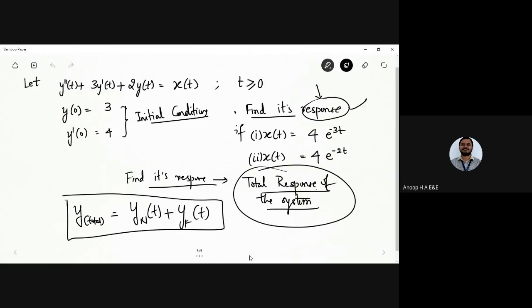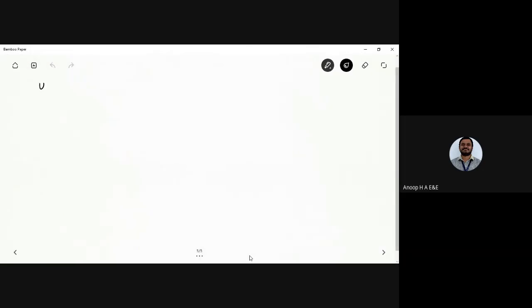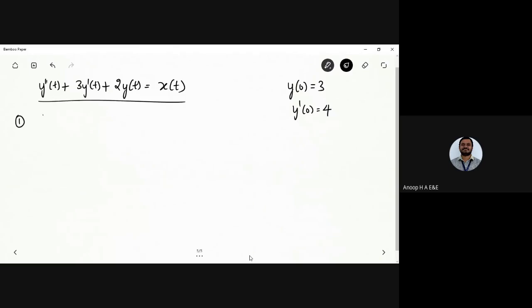Next, take the differential equation that has been given, y double dash of t plus 3y dash of t plus 2y of t equal to x of t, given the initial conditions y of 0 equals 3 and y dash of 0 equal to 4. Now what is the first step to find out the natural response, yn of t?